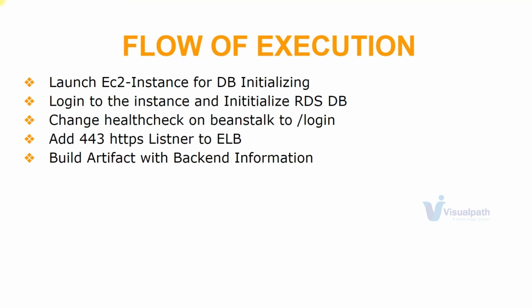Then we will build artifact from our source code with the backend information. So by now we should have endpoint of RDS, endpoint of Amazon MQ, and endpoint of Elastic Cache. We'll feed this information in our application properties file and we'll build the artifact. Then we'll deploy the artifact to Beanstalk environment.